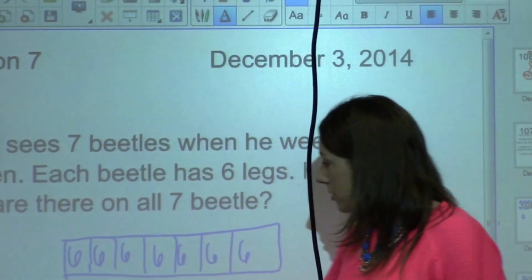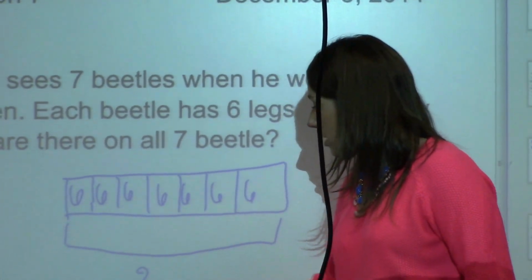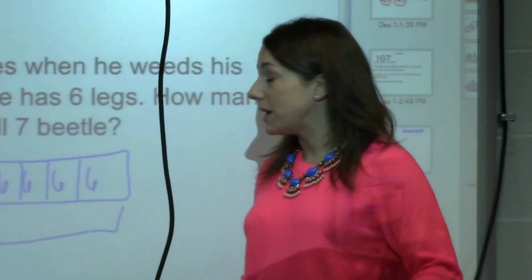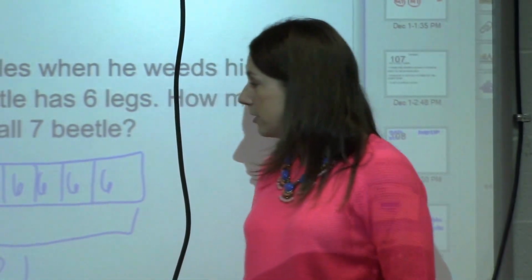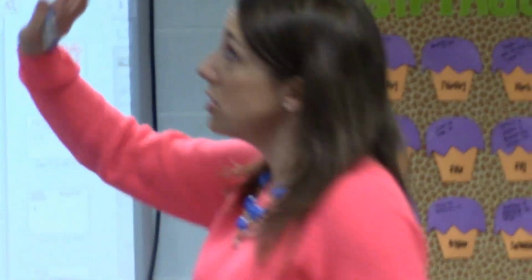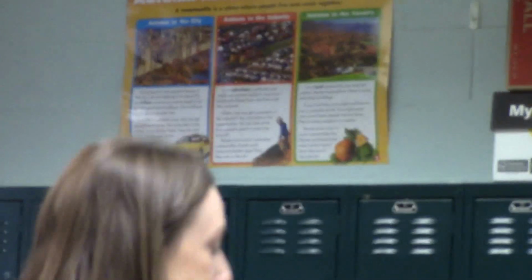Okay, do we know our total? No, ma'am. No, so that's where we're going to use what Ethan's group said, and we're going to put the letter L and let that stand for legs, because that's what we want to find out: how many legs are on all 7 beetles. So go ahead and draw that tape diagram. I'll give you 1 minute, and then I'm going to switch the screen over on the Elmo so you can show your tape diagram. I'll have 2 people show their tape diagram. Okay, you got 1 minute.